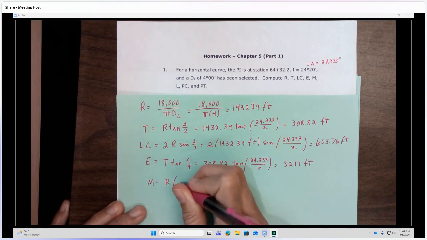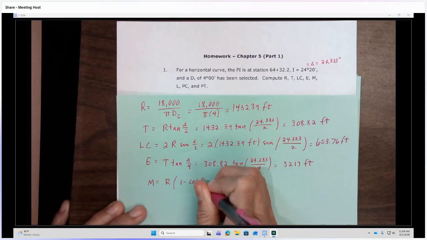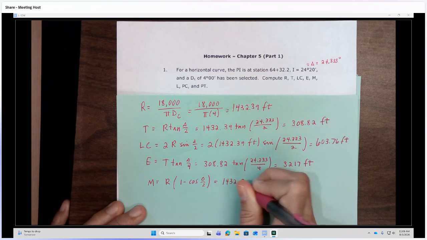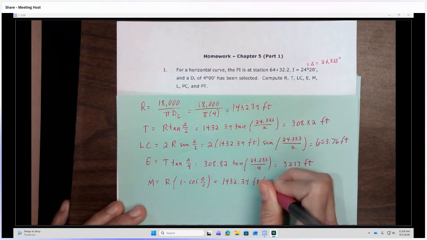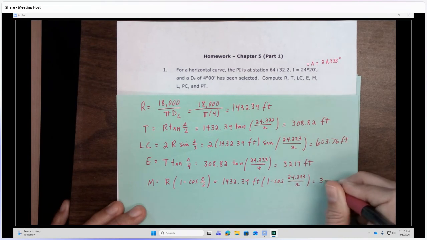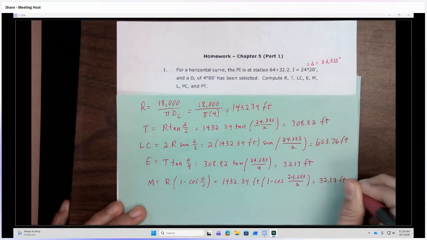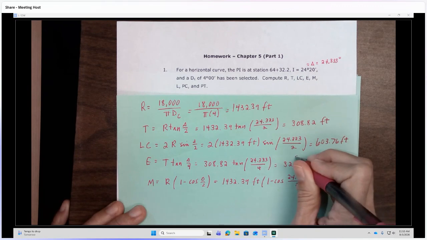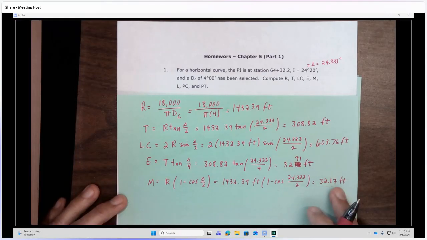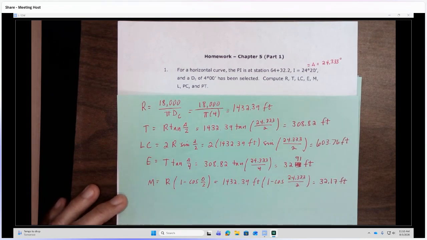And then the middle ordinate, radius times the quantity of 1 minus the cosine of delta over 2. So the 1432.39 feet times that quantity of 1 minus the cosine of 24.333 over 2. So 32.17 for that. Sorry, this one should be 32.91 for the middle ordinate. External distance, 32.17.